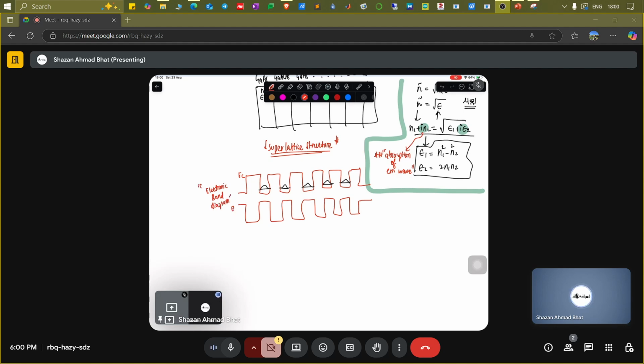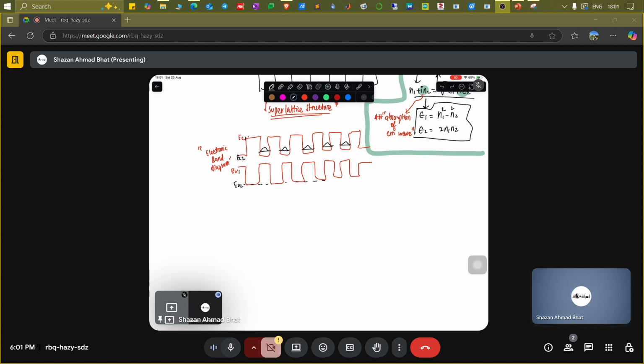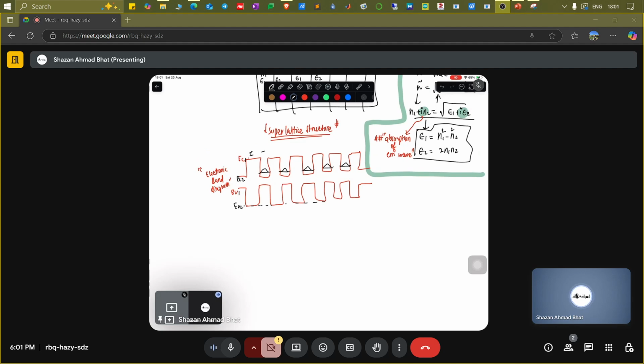And this EC and EV basically represent, for example, this is EC for material 1, this is EC for material 2. Similarly, this is EV for material 1, this is EV for material 2. This is EC. Now, what is basically going to happen? These are potentials, the variation in the electrostatic potentials for the electrons. Now, because of different layers, let's say this is layer 1, this is layer 2, similarly 1, 2, and so on and so forth.